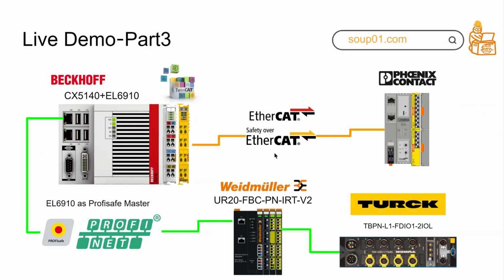And finally, this is also a Beckhoff controller. Here I'm using a CX. Why? Because I installed an EL6910 on the right-hand side of the controller so that it builds EtherCAT communication and FSoE communication to the Phoenix Contact FSoE slave. But I also have a little bit of interesting functionality, using the EL6910 as a PROFIsafe master to connect to a Weidmuller and TAC block, in this case.